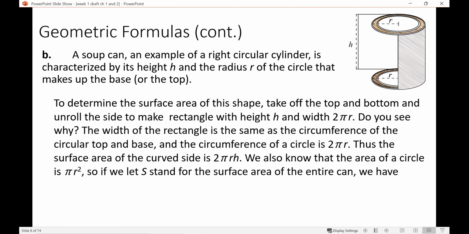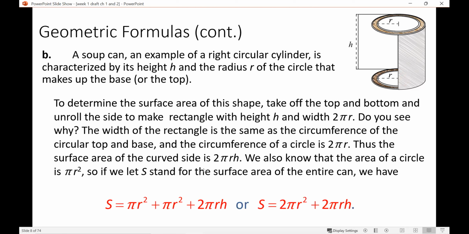And then we have the vertical sides. Well, when we unwrap that, that's actually just a rectangle with a height of h, and the width of this rectangle is going to be the circumference of the circle. The width of the rectangle is the circumference of this circle down here. And we know the circumference of our circle is going to be 2 pi r.